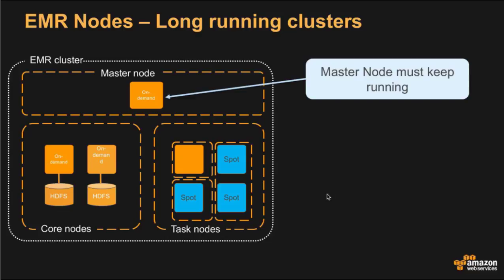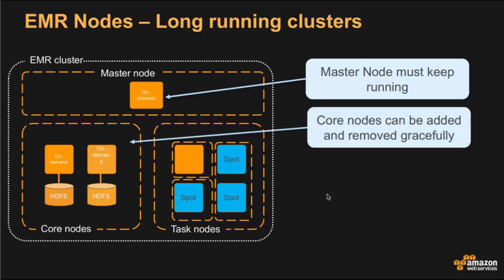Just to recap before we move away from this slide, the master node will keep running, so you choose on-demand. The core nodes you could add or remove gracefully. They could be on-demand if you have a good amount of data, and depending on your HDFS replication factor, how well you are able to tolerate the loss of a node.